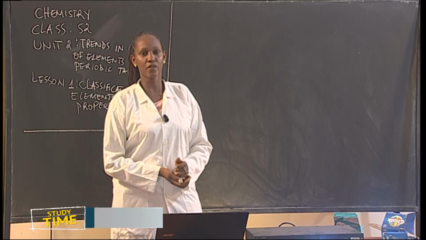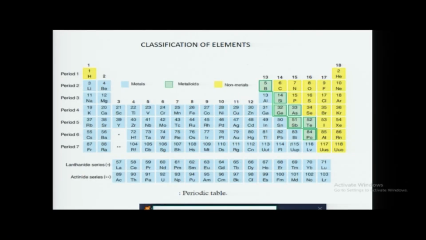That is the periodic table that we are going to look at. Look on the slide there. This is the periodic table, and we will look at the classification of elements in it. As you see from the slide, we have around 118 elements. But at our level here in Senior 2, we normally put emphasis on only the first 20 elements of the periodic table.